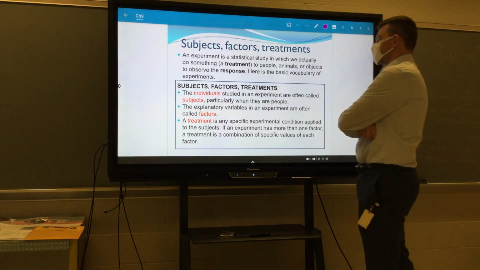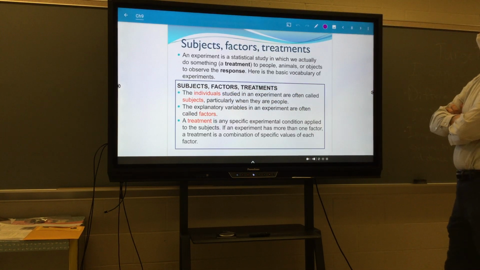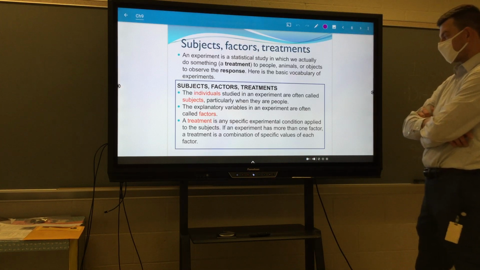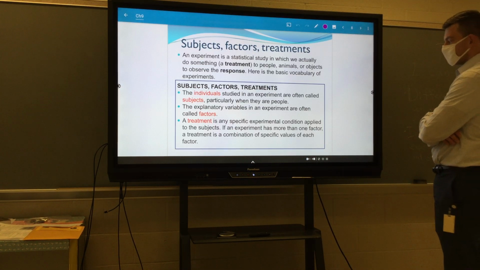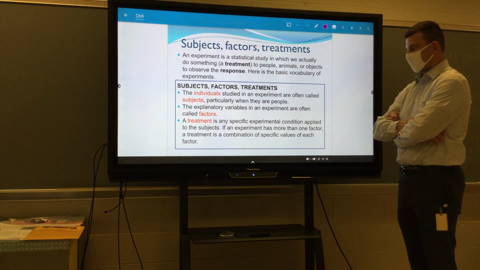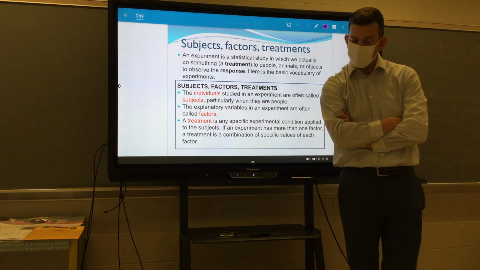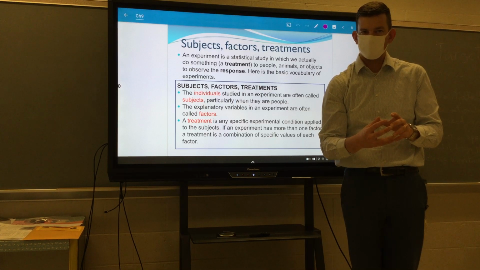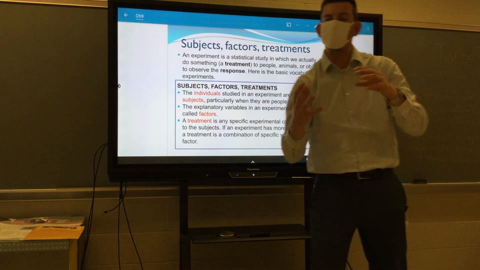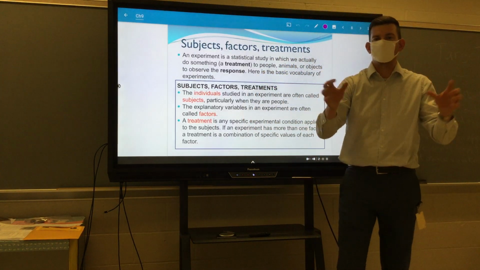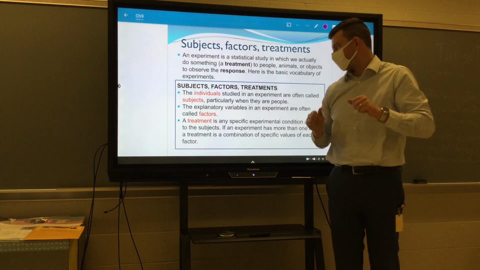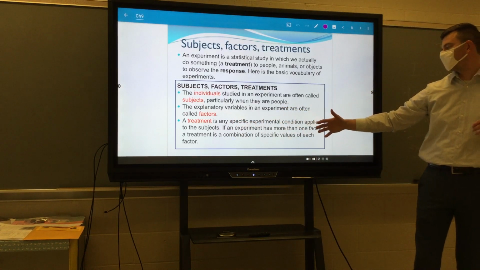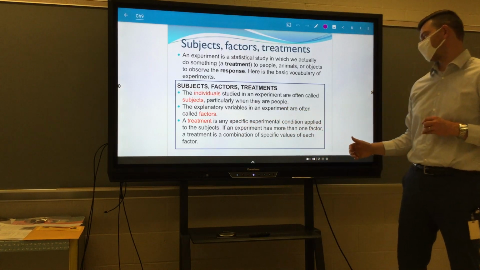The individuals studied in an experiment are oftentimes called the subjects, particularly when they are people or animals. The explanatory variables in an experiment are often called the factors. So you could have multiple explanatory variables in a single experiment. And those are the different factors that are contributing to that response variable. So the treatment is any specific experimental condition applied to the subjects.